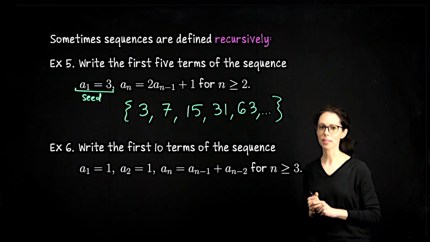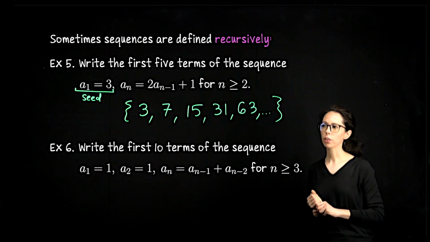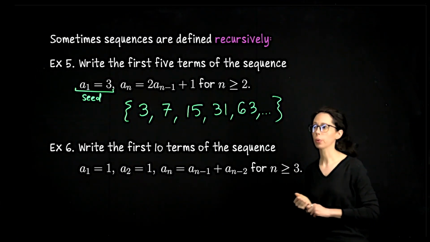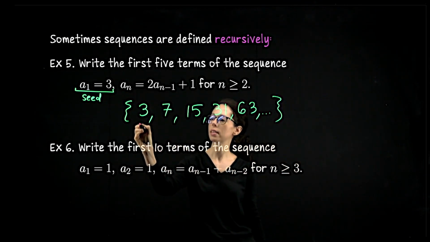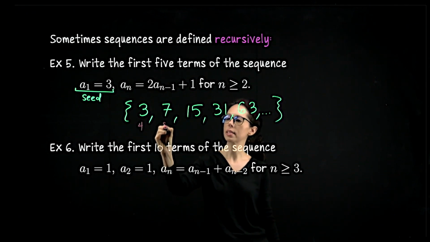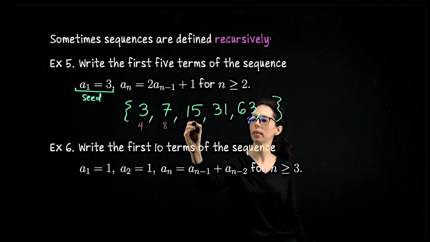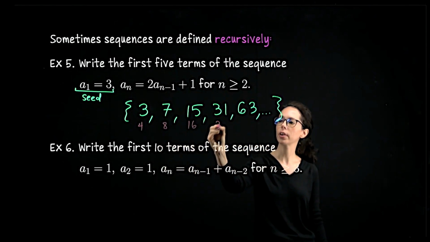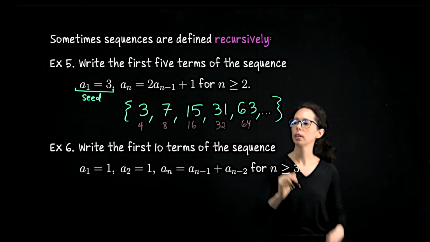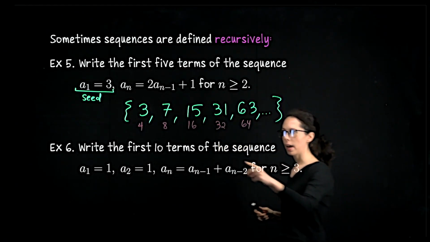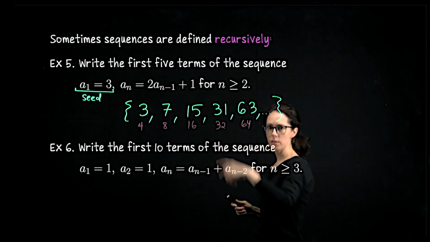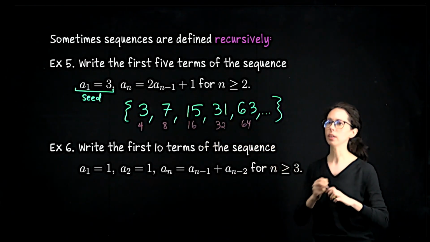Here's what you might have noticed. Each term in the sequence looks like 1 less than a power of 2. So 3 is 1 less than 4, 7 is 1 less than 8, then 15 is 1 less than 16, and we have 32 and 64. So if I can figure out how to write down these terms, I just have to subtract 1 to get back the sequence.